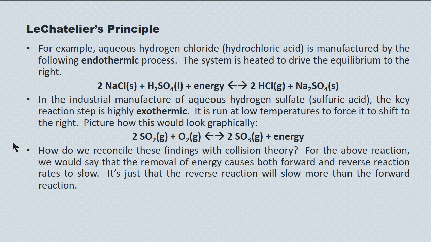How do we reconcile these findings with collision theory? We would say that the removal of the energy causes both forward and reverse reaction rates to slow in the case of this manufacturing step in the process of producing sulfuric acid. It's just that the reverse reaction rate will slow more than the forward reaction rate.